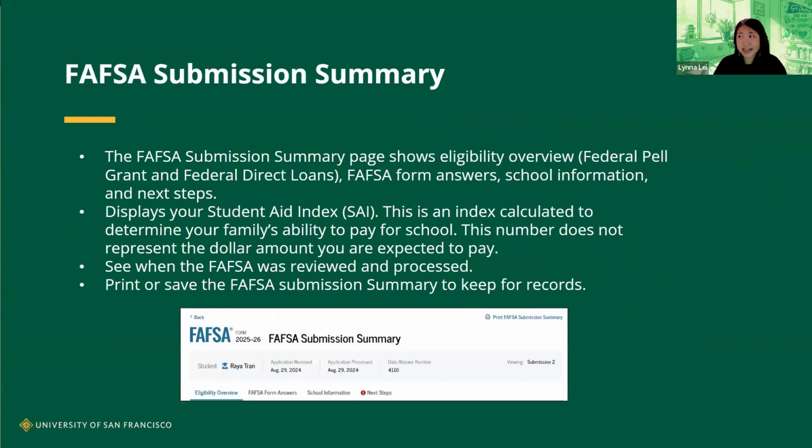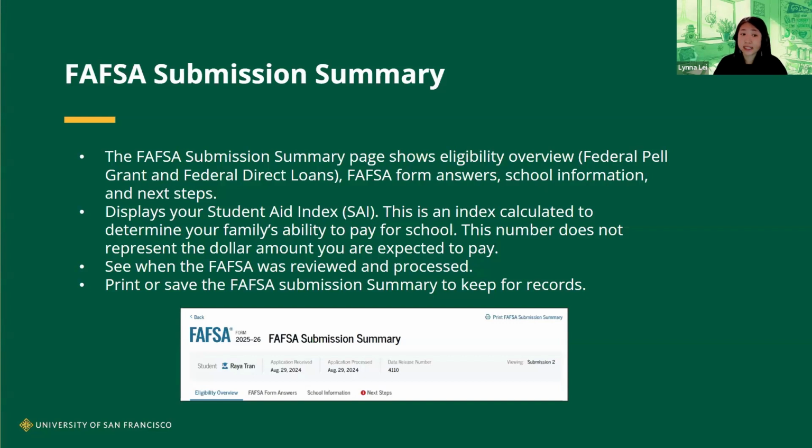After the FAFSA is completed and processed, students will be able to see a FAFSA submission summary. The FAFSA submission summary shows an overview of eligibility for federal aid. It will show them the FAFSA form answers, as in how they answered the FAFSA questions, the school information, and also next steps. It will also display the student aid index. This is an index calculated to determine a family's ability to pay for school and helps determine eligibility for aid. This number does not represent the dollar amount you're expected to pay, however.